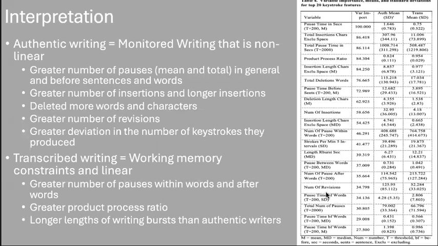So authentic writing is basically monitored writing, and it's definitely non-linear, right? So it has a greater number of pauses, a greater number of insertions and longer insertions. Writers deleted more words and characters, or a greater number of revisions, and greater deviation on the number of keystrokes they produced. Transcribed writing, on the other hand, is very much based on working memory constraints, and it's a very linear process. So you would see things like a greater number of pauses within words and after words, greater product process ratio, and longer lengths of writing bursts than authentic writers.